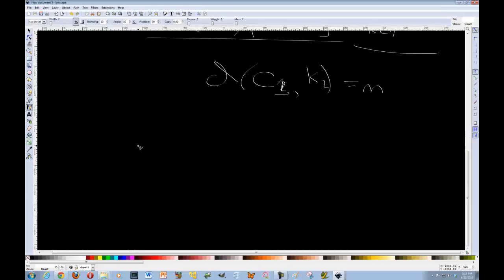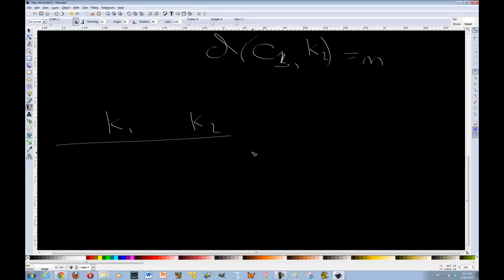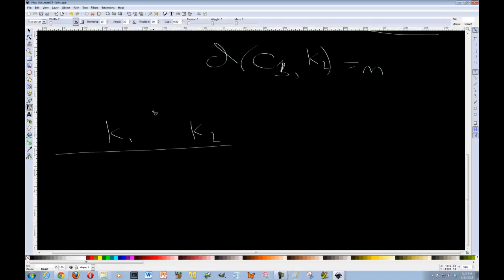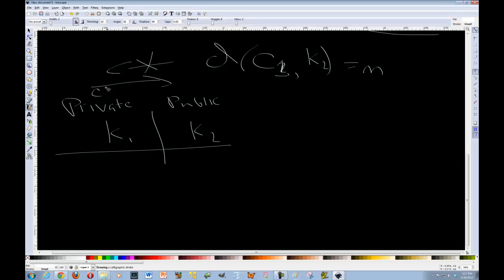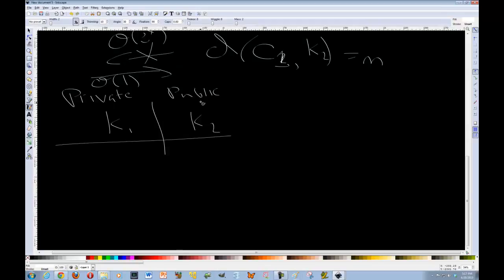Now, there's a relationship between the private key and the public key. K1 and K2 are related to each other, okay? The private key usually can build the public key. However, you can't go the other way. Going in this direction is a very quick operation. Going in the other direction is a very slow operation. It's one that would take lots and lots of time. So this is the cryptographic foundation of Bitcoin.